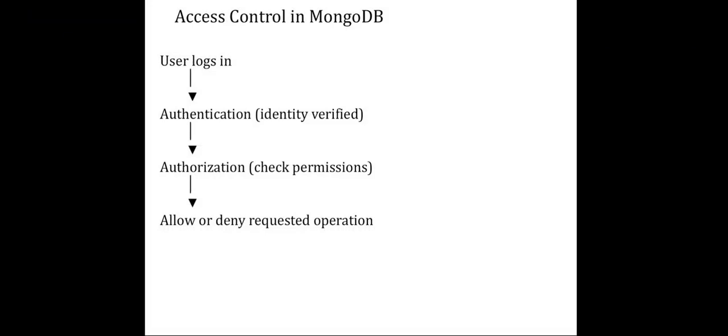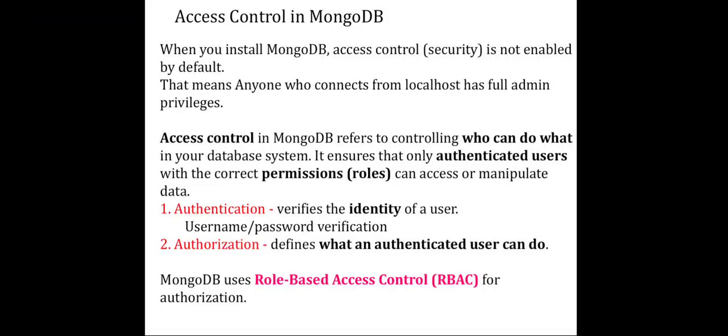So how do authentication and authorization work? The process is very simple. First, the user logs in. MongoDB performs authentication by verifying the username and password. If the login is successful, MongoDB performs authorization. During authorization, MongoDB checks the user's assigned role and permissions. Finally, MongoDB either allows or denies the requested operation. So the complete flow is user login, authentication, authorization, and then either allow or deny the access.